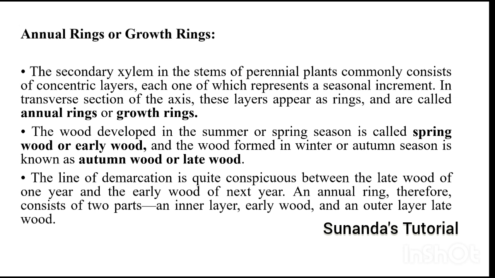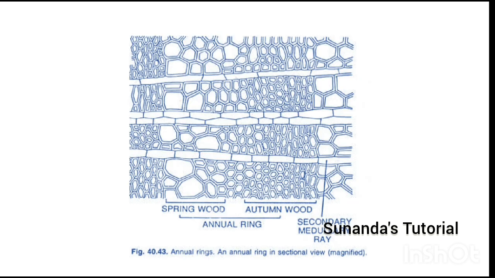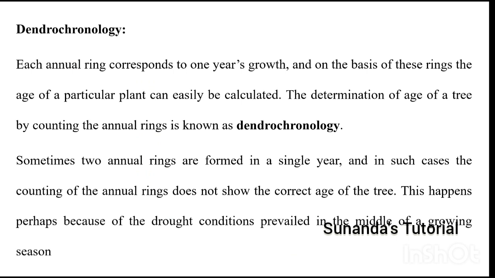An annual ring therefore consists of two parts, an inner layer of early wood and an outer layer of late wood. So in this way, this is the spring wood and this is the autumn wood. Next, what is dendrochronology? By counting the annual rings, we can predict the age of the tree. This type of study is known as dendrochronology.